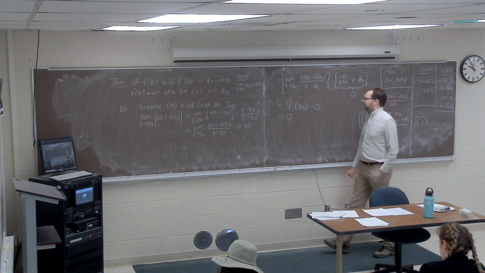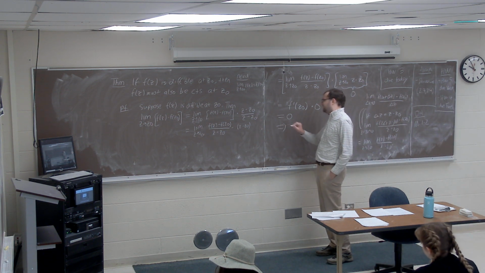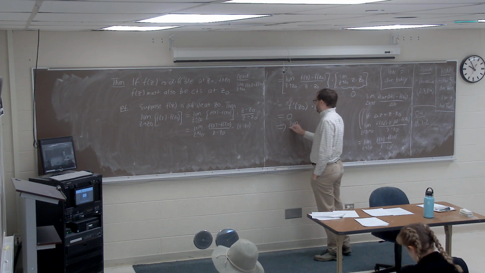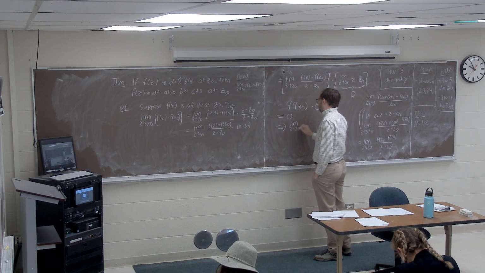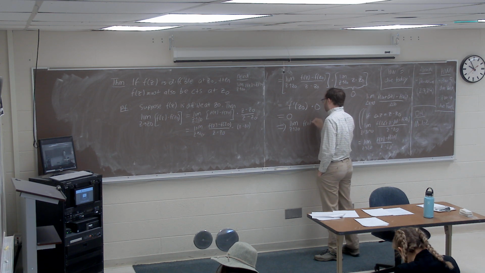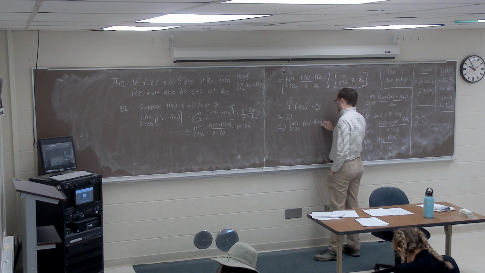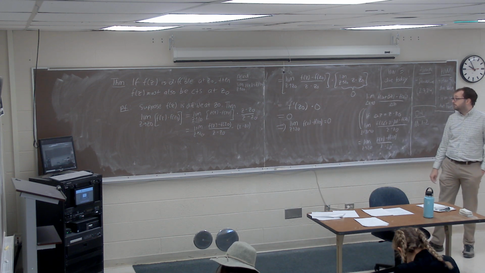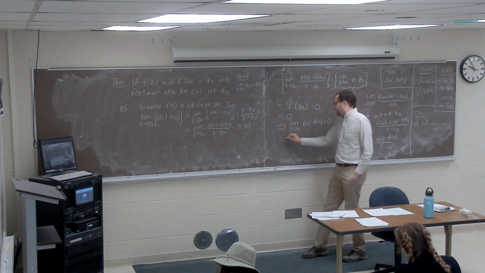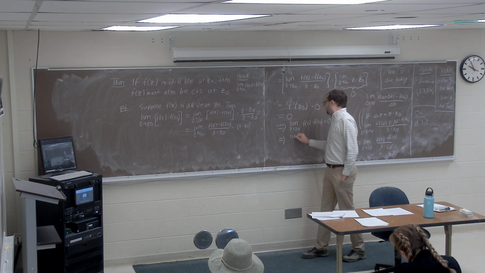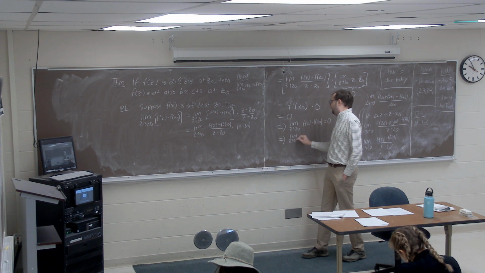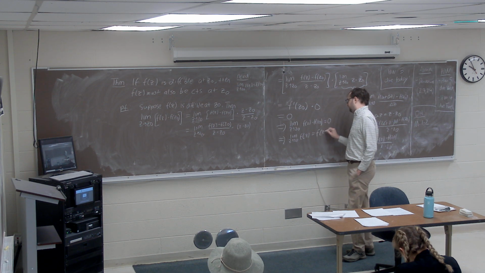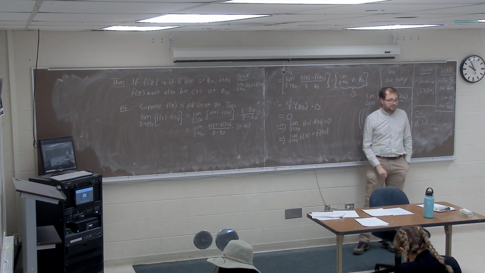And so what does that tell us? It tells us that the limit as z approaches z naught of f of z minus f of z naught should be equal to 0, which is the same as saying the limit as z approaches z naught of f of z is equal to f of z naught.